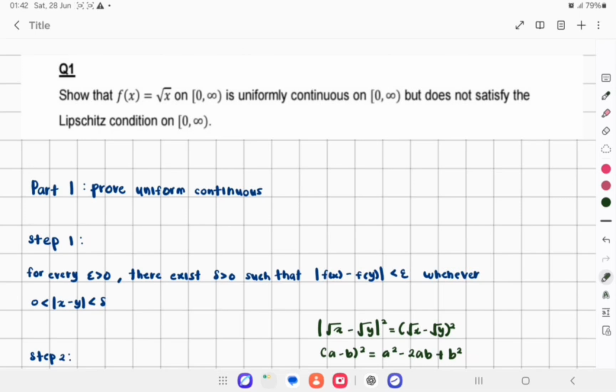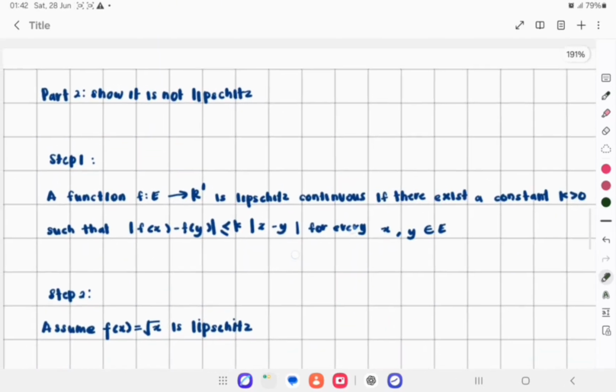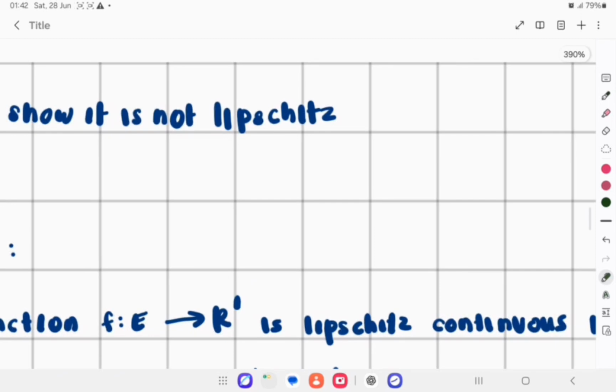Okay, question number 1. Show that f(x) equals square root of x on the interval from 0 to infinity, closed at 0 and open at infinity, is uniformly continuous on this interval but does not satisfy the Lipschitz condition on the same interval. Okay, untuk soalan ni kita pecahkan kepada 2 part. Part 1, prove uniform continuous, and part 2, show it is not Lipschitz.